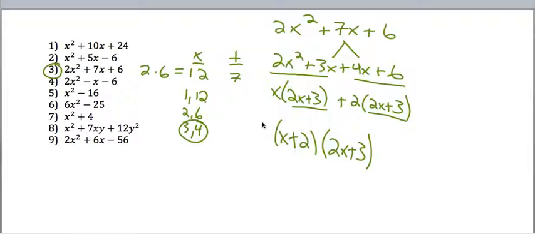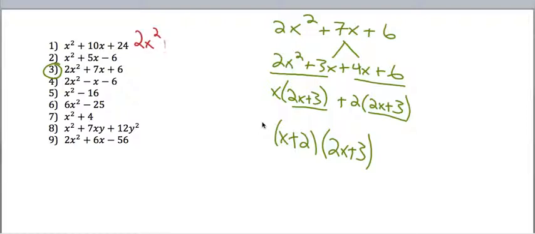If you struggled with that problem, I'm going to give you another problem that I would suggest you do. Pause and then come back to check your answer. The other problem I would suggest you do is 2x squared plus 13x plus 6. So try that problem, pause, and then come back. For this one, you should have gotten 2x plus 1 times x plus 6.